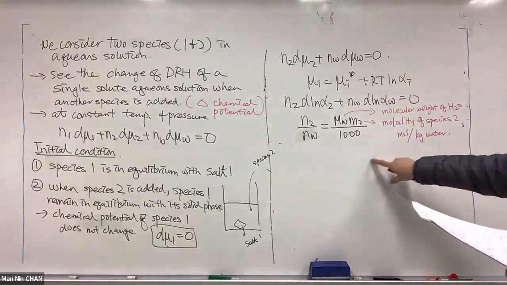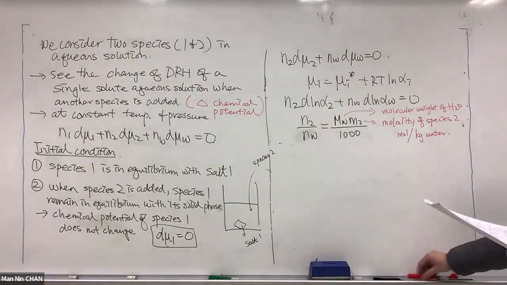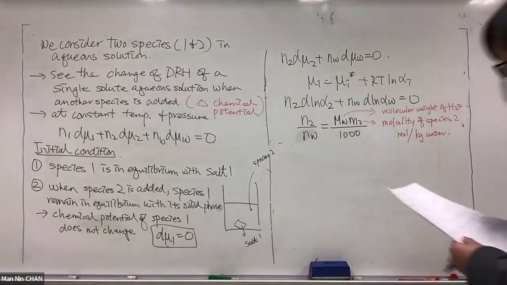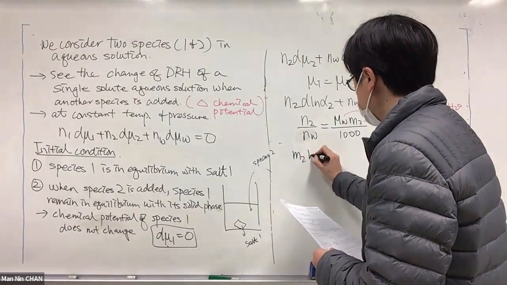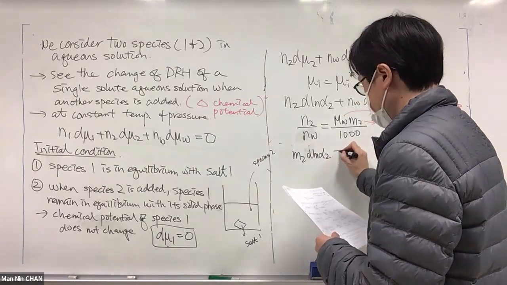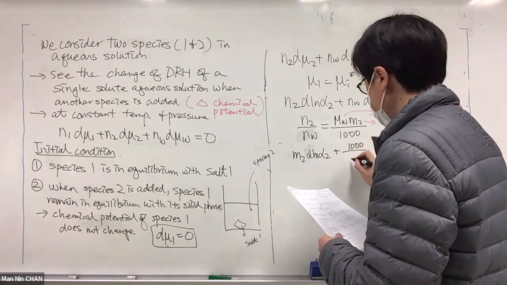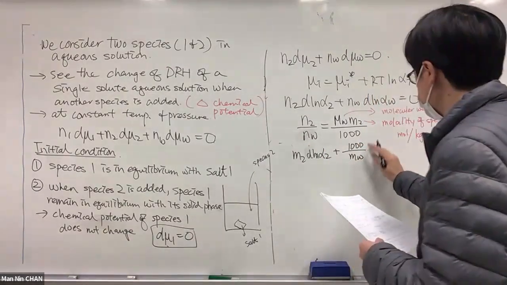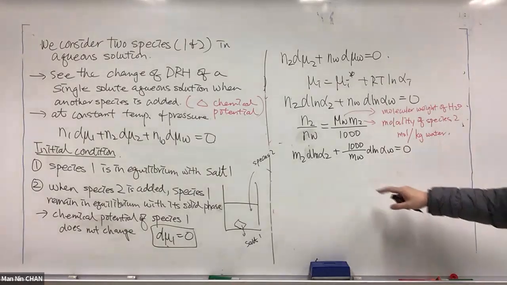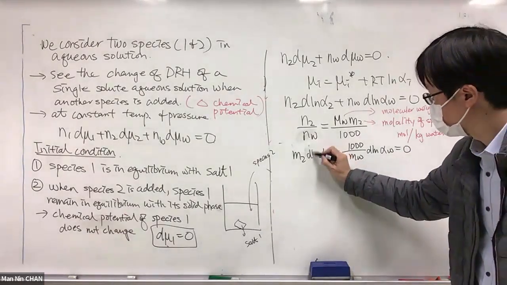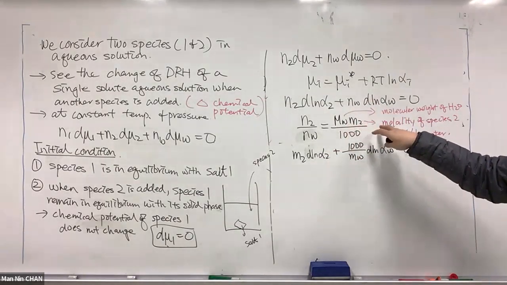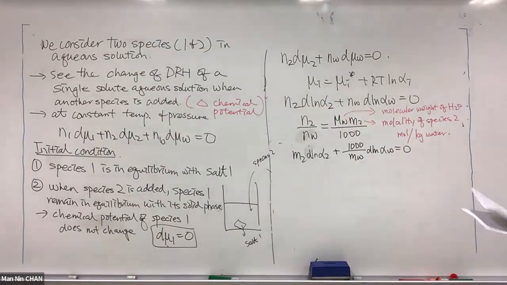So then I can just substitute this back into this equation. Okay, so if I rearrange this equation, we will find this equation will become M2. So that's nothing, I just play around. I just try to introduce this molality into this equation here.